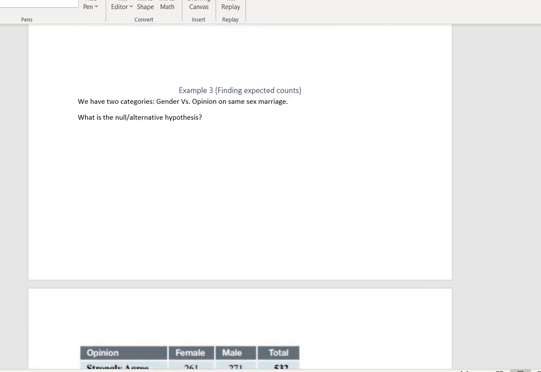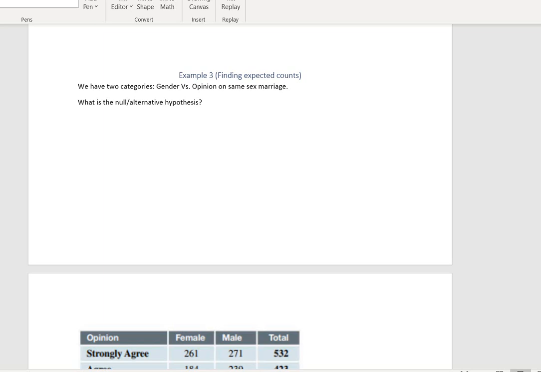All right, so example 3, we're just going to exercise finding expected counts and what our null and alternative hypothesis is. So first off, the two categories we're going to be observing are gender versus opinion on same-sex marriage. So the null hypothesis is that these are not related. Gender versus opinion are independent.